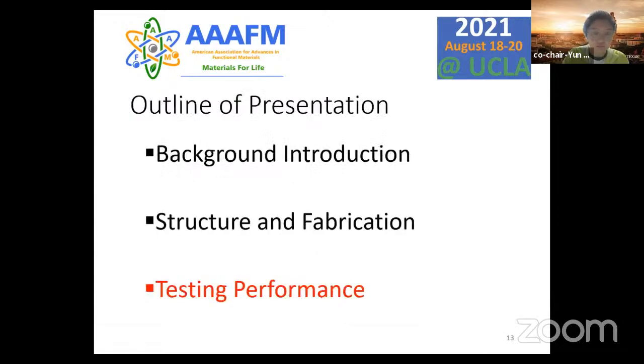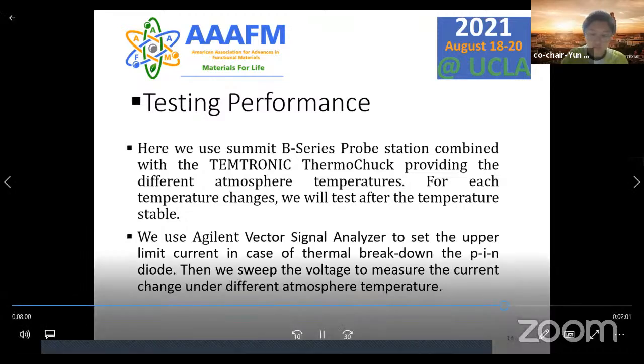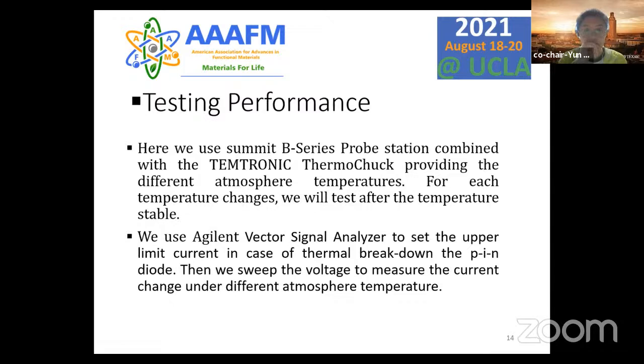Now here's the last part, performance. For the testing environment, we use a Summit B-series probe station combined with a Temptronic thermal chuck to provide different ambient temperatures. Remember that for each temperature change, we test after the temperature is stable. Then we use the Agilent analyzer to set the upper limit current, in case a large current causes a thermal breakdown of the PN diode. Then we sweep the voltage to measure the current changes under each different temperature.